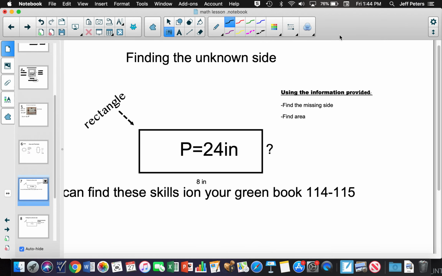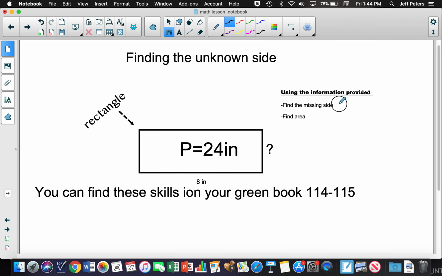So today we're going to be taking the next step in finding area and perimeter. And sometimes when we do this, we're not always going to have all the information we need in order to solve. And what I mean by that is, here is given perimeter equals 24 inches. So we know that this entire rectangle is 24 inches. They've given us one side here. What we need to do is go ahead and find the missing side, and then we need to go ahead and find the area.